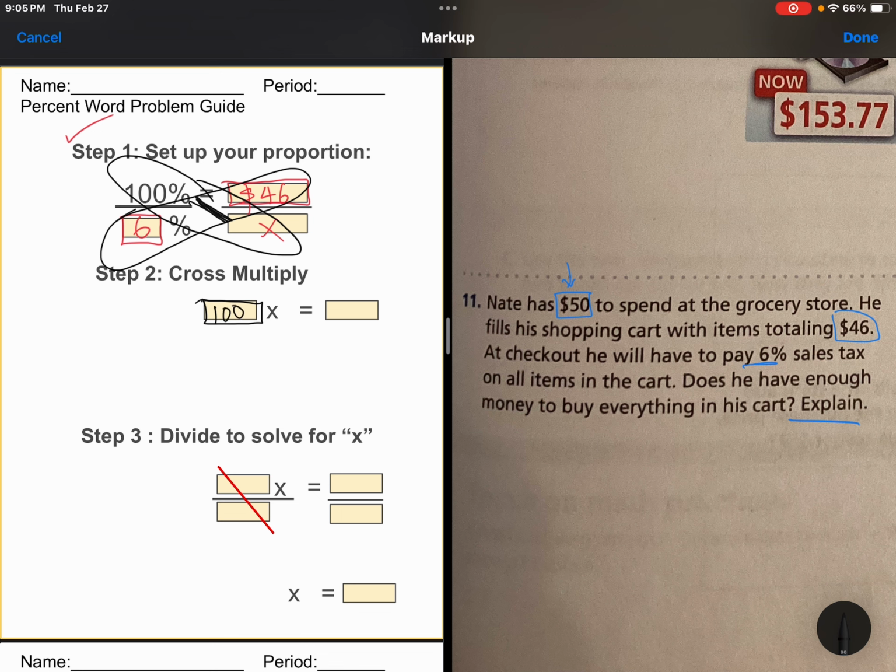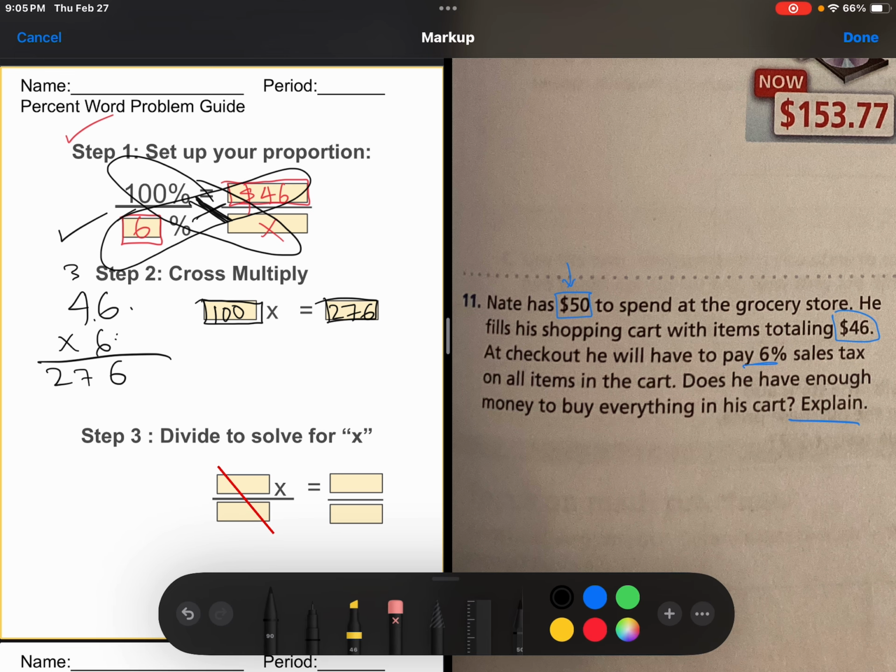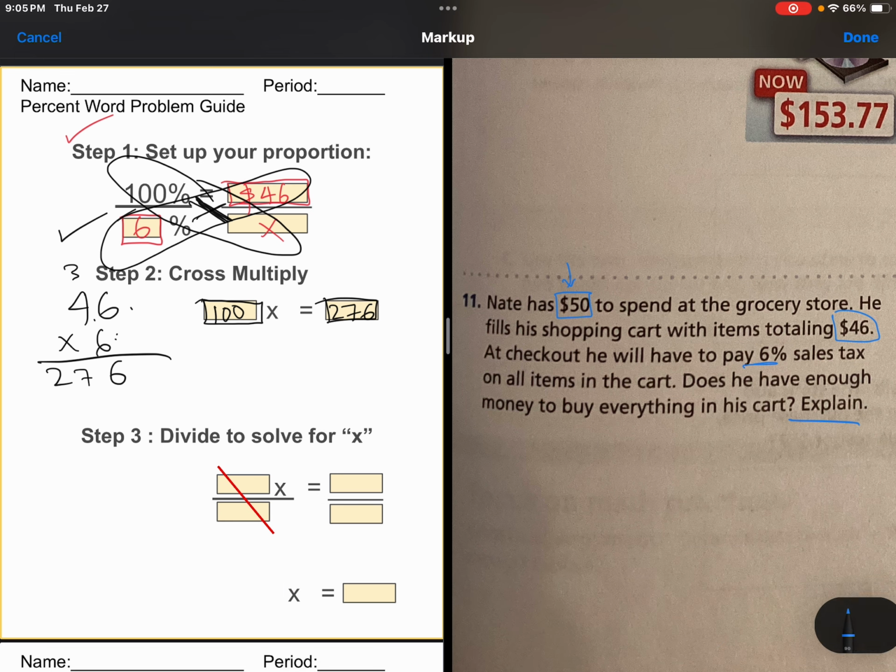Okay, and then the next item is 46 times 6 equal to, okay, so let's do this. 46 times 6, okay, so 6 times 6 is just 36. 6 times 4, 24, plus 3, 27. So 6 times 46 equals 276. Step 2 completed.